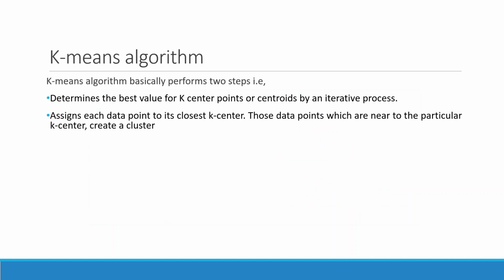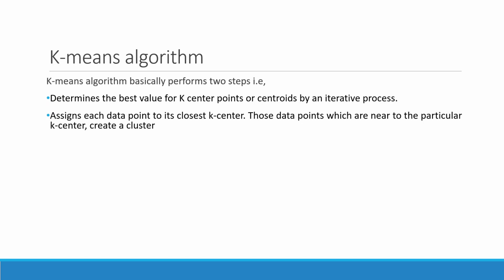So let's understand the k-means algorithm. Basically it has 2 steps. First, it determines the best value for k center points or centroids by an iterative process. Since it is iterative, it is specified by the user how much it should iterate. Second, it assigns each data point to its closest k center.